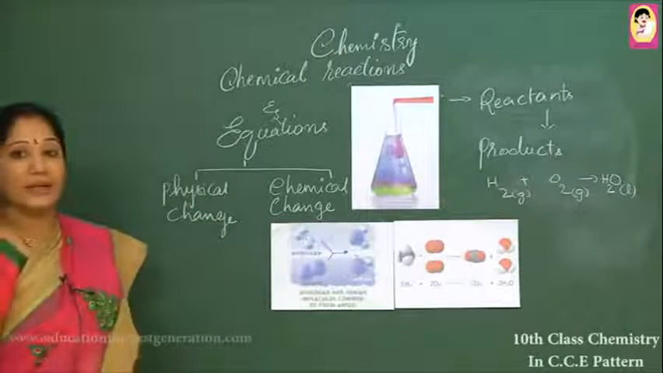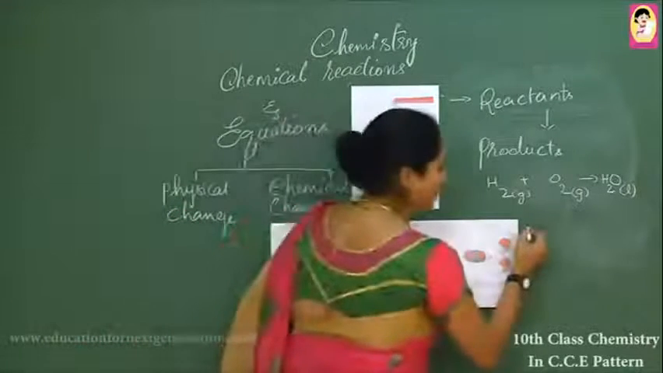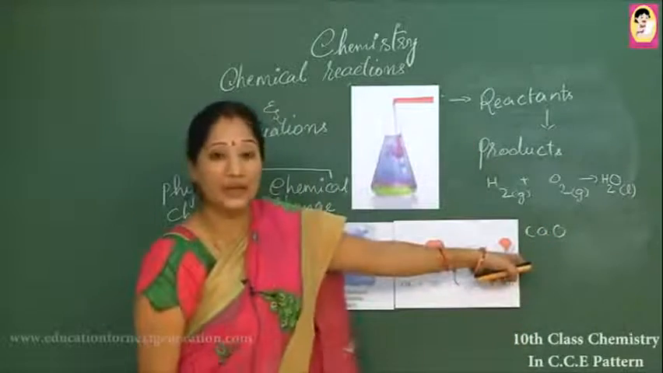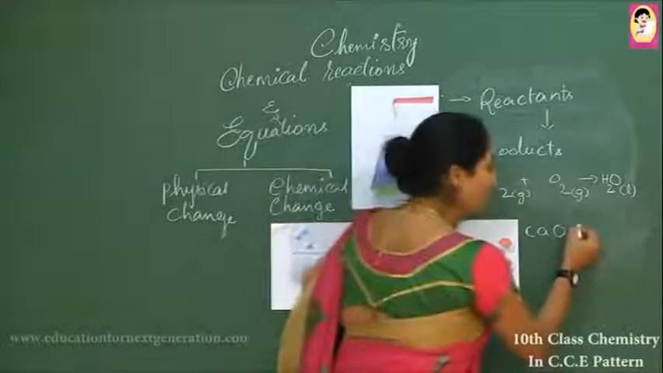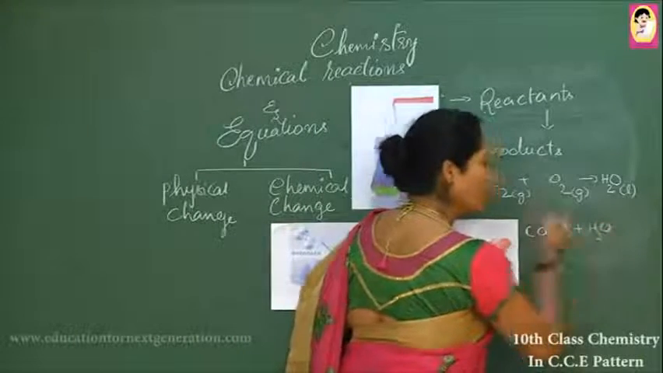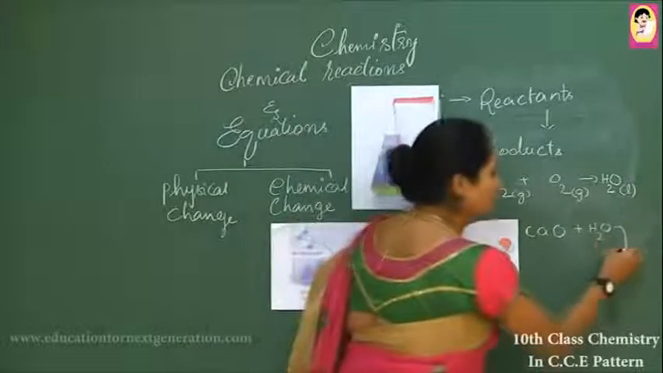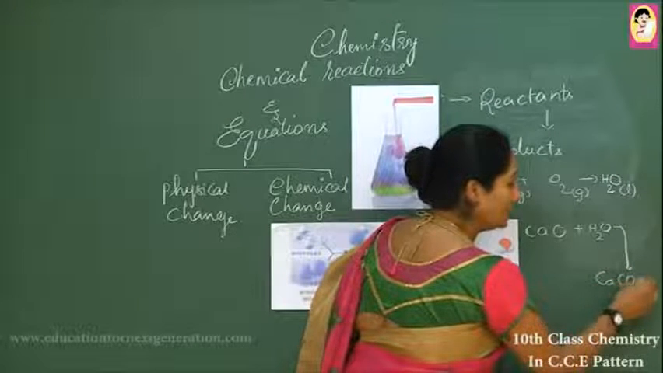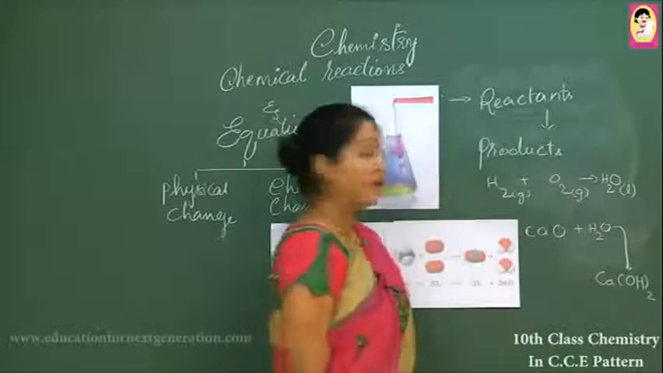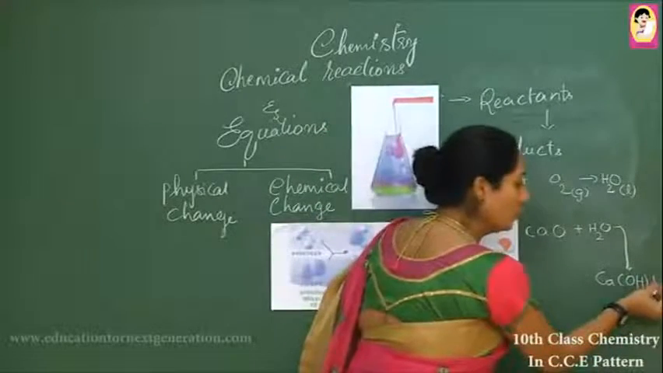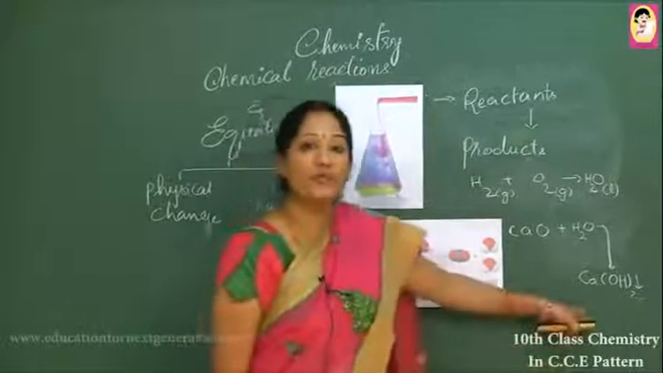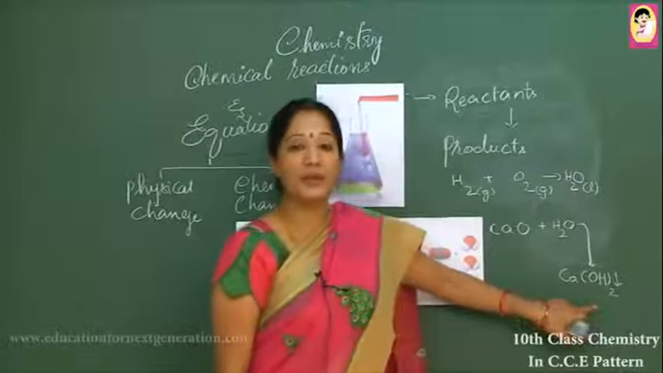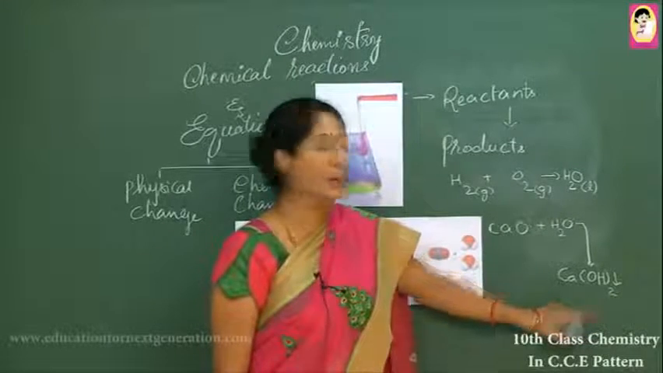Now let us take another example. When calcium oxide, which is called quicklime, is dissolved in water, it gives rise to a colorless solution called calcium hydroxide, which is insoluble in water. That is why it is obtained in the form of a precipitate. A precipitate is a substance which is insoluble in water or any solvent.